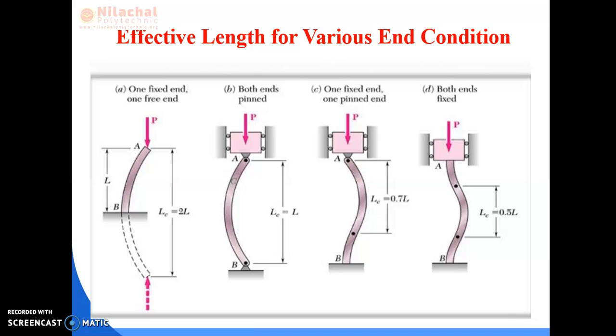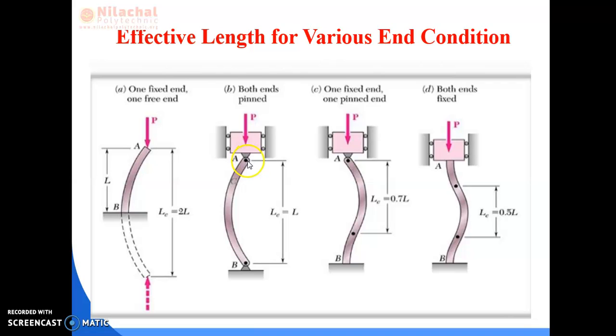These figures show the different end conditions of a column. Here there is a column applied with the load P. Original length is L. One end is fixed, the other end is free. Now at the free end we apply the load, and due to the application a bending takes place. L is the original length A to B. We have seen that the effective length is LE equal to 2 into the original length.